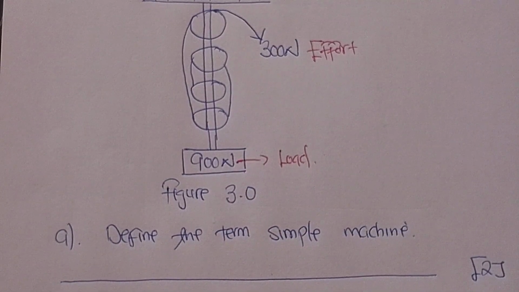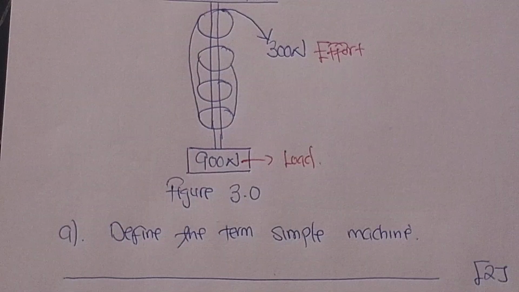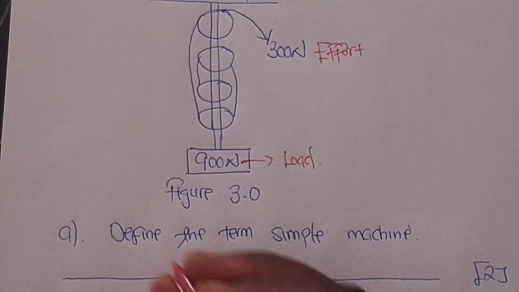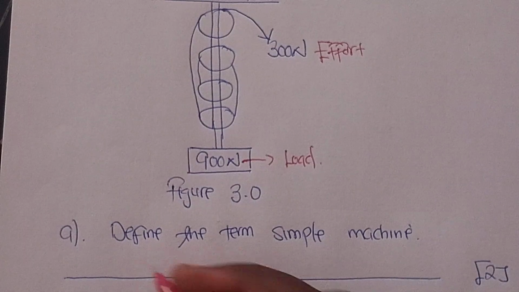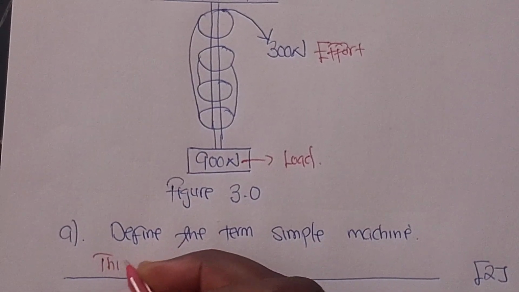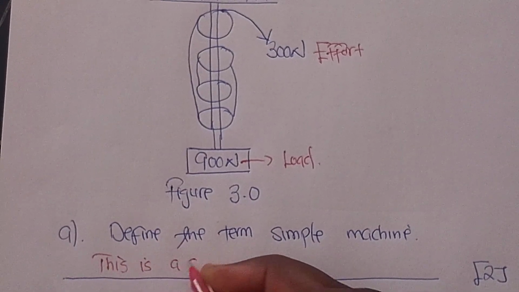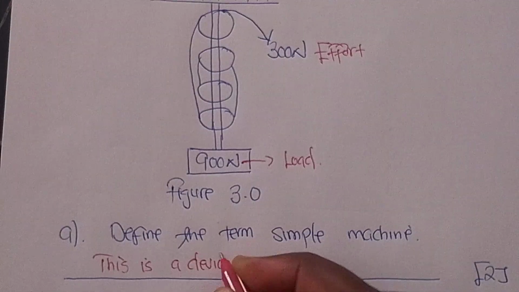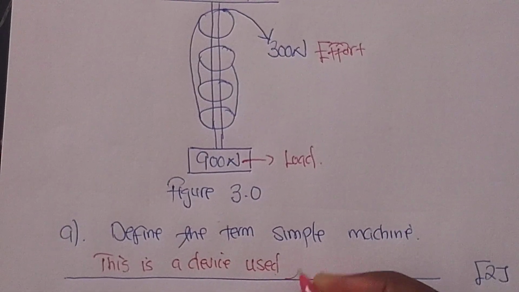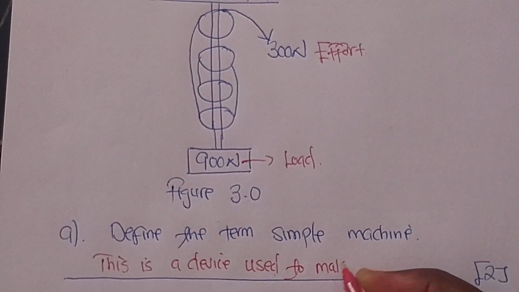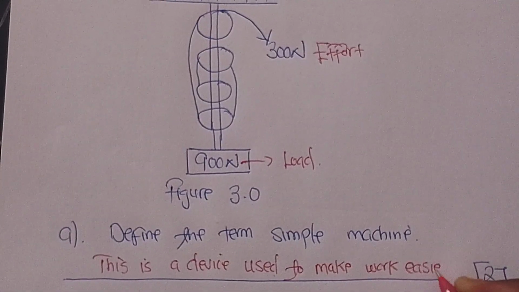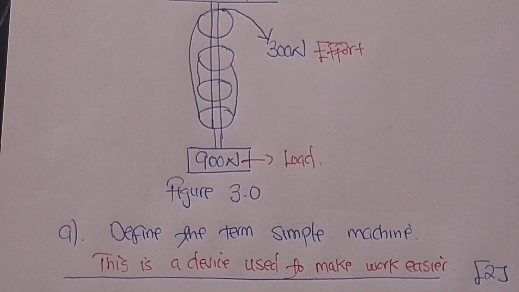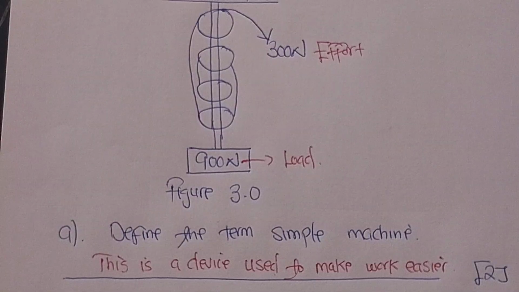Then it says define the term simple machine. So we're going to say a simple machine is a device used to make work easier. This is a device used to make work easier.